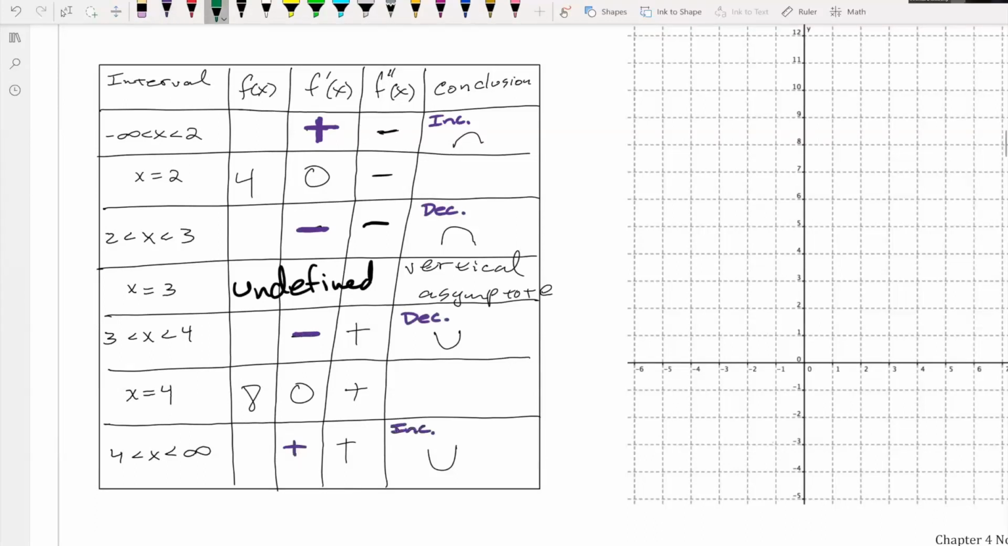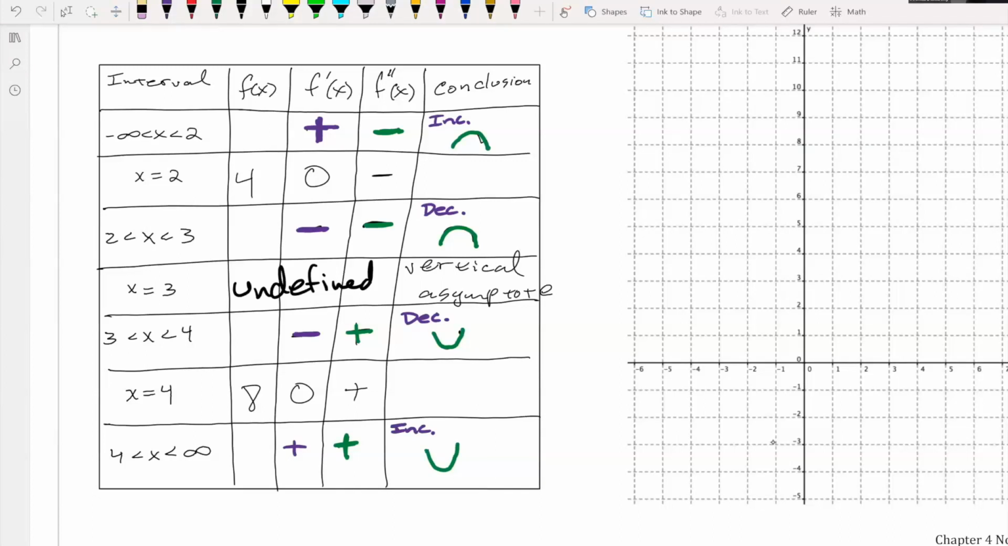Now, in green, when we have a negative second derivative, that means concave down. And when we have a positive second derivative, that means concave up. Does it help when I color code it like this? Yeah, that worked. Okay, cool.